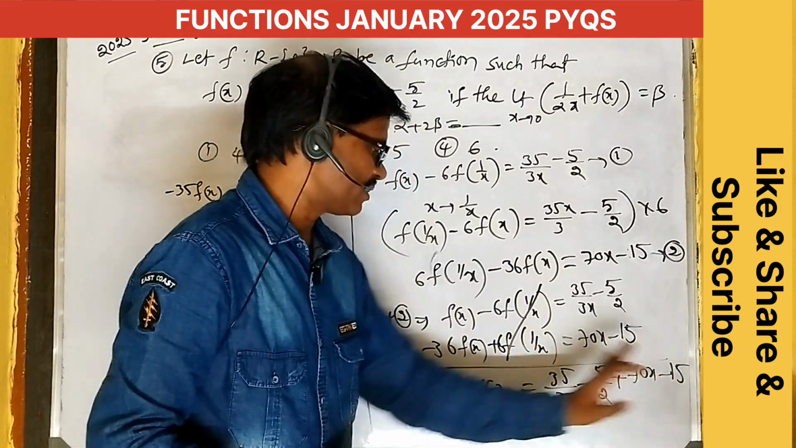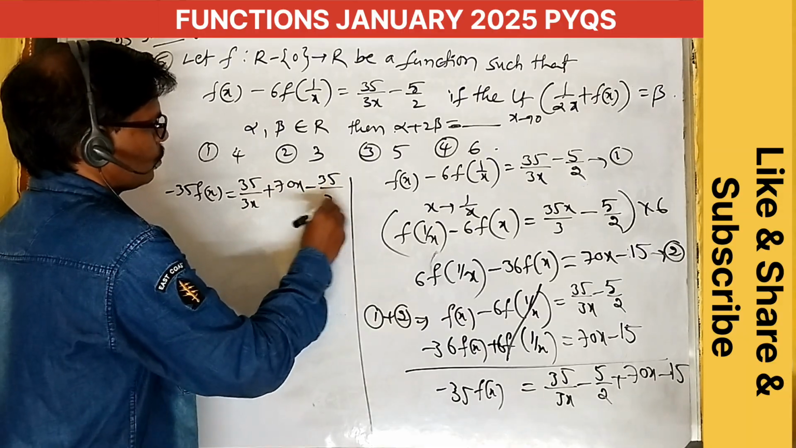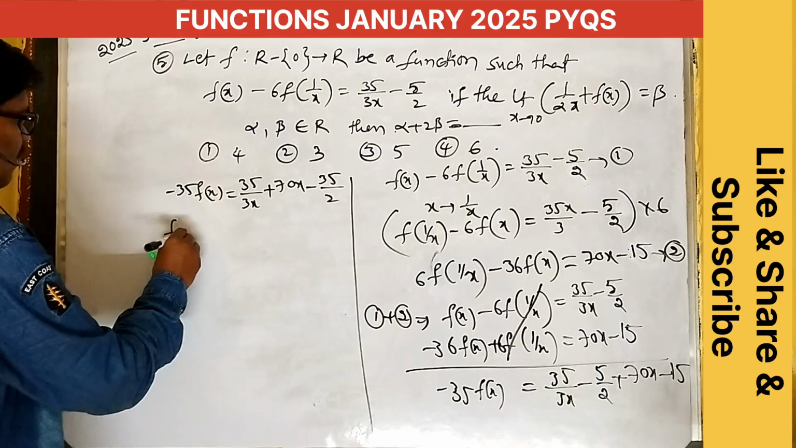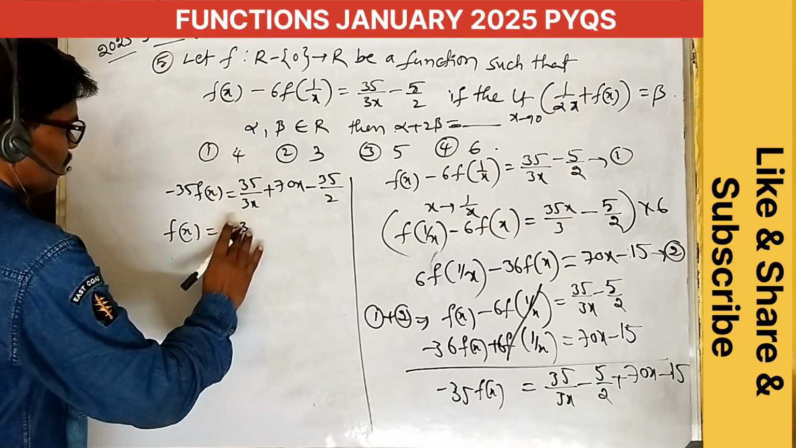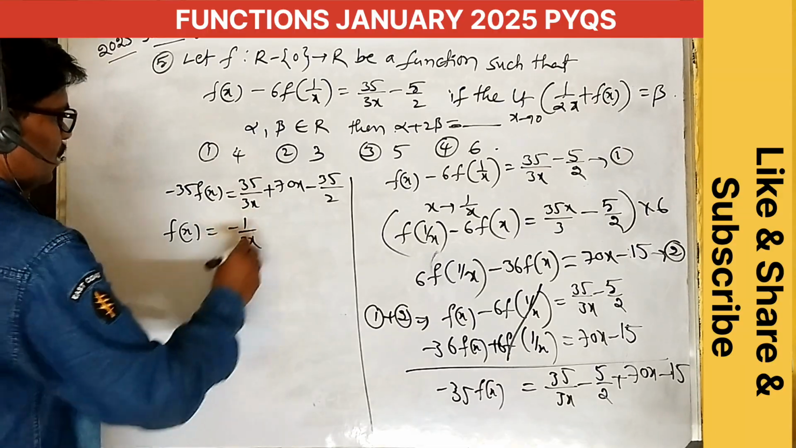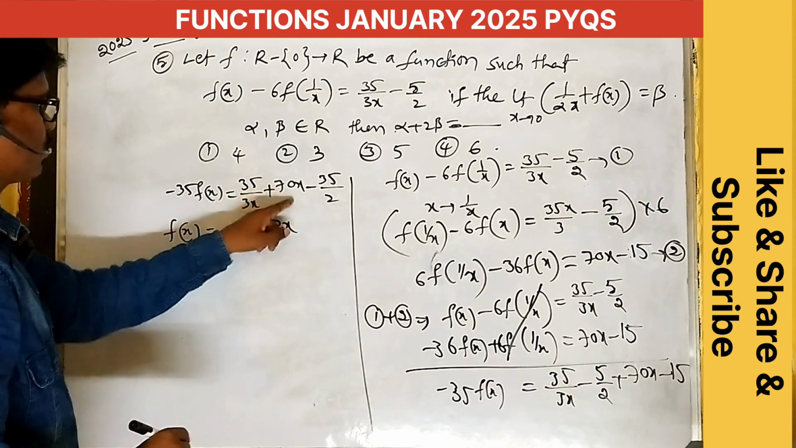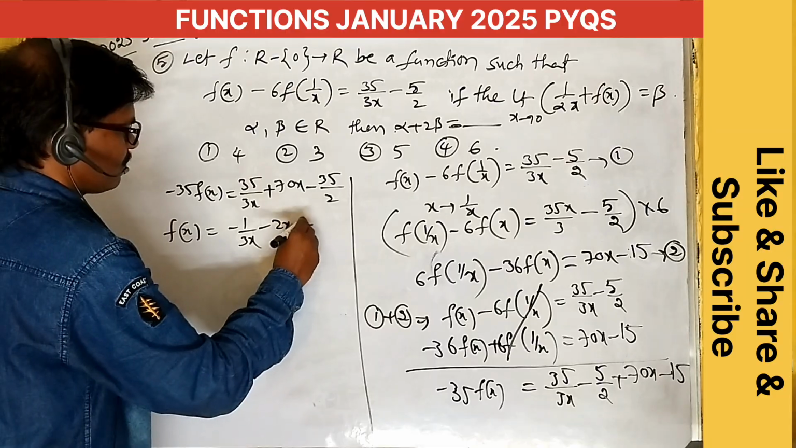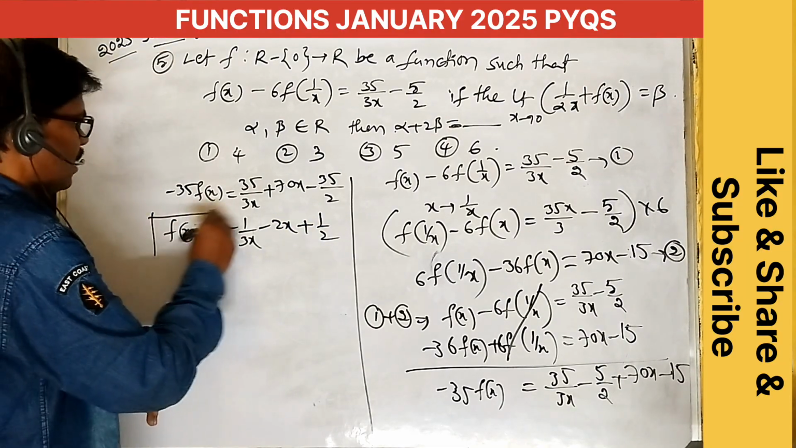This is 35 minus 35 by 2. Divide with minus 35 and you get the f of x value. F of x is equal to minus 1 by 3x, next minus 2x, next minus into minus cancels, so this is 1 by 2 plus 1 by 2. This is the f of x value.